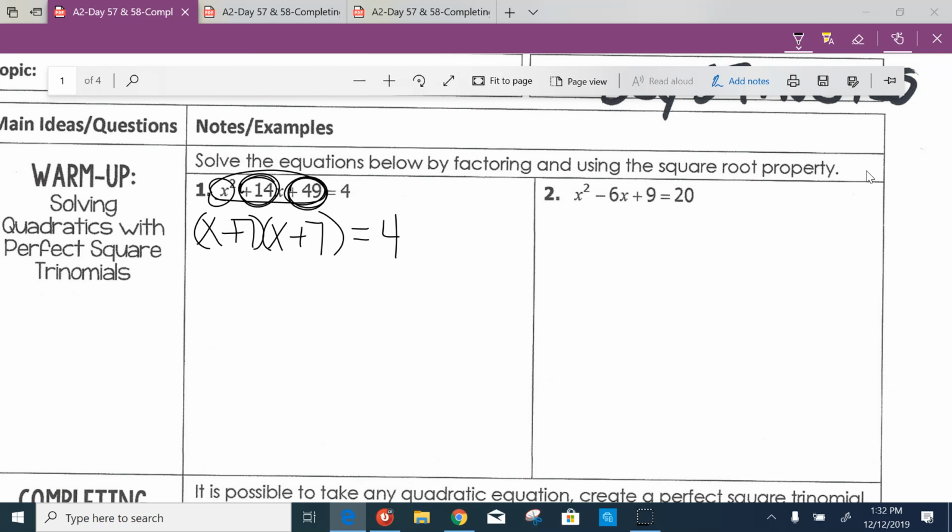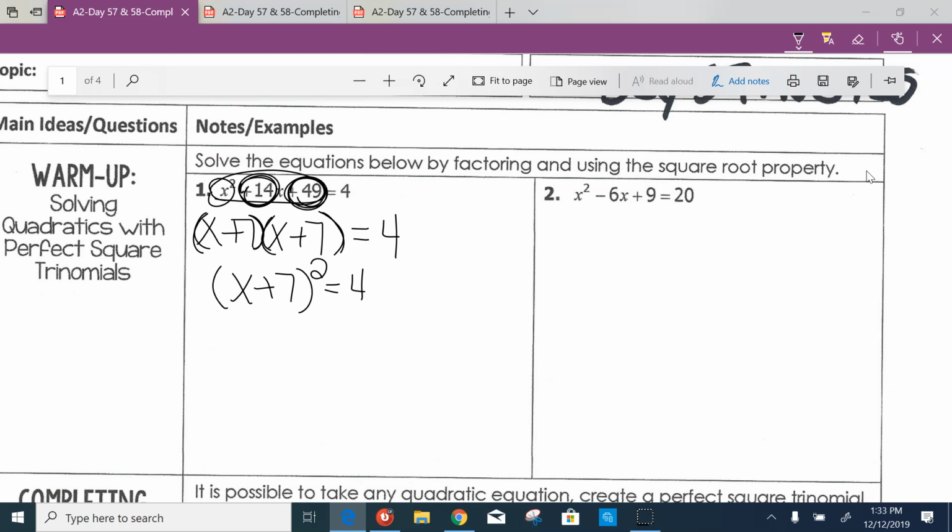We have three pieces of a quadratic equation that is made up of the same factor being multiplied times itself twice. So we have x plus 7 squared equals 4, because we have two x plus 7s, or x plus 7 being multiplied times itself, which means squared. Now I can solve this pretty easily.